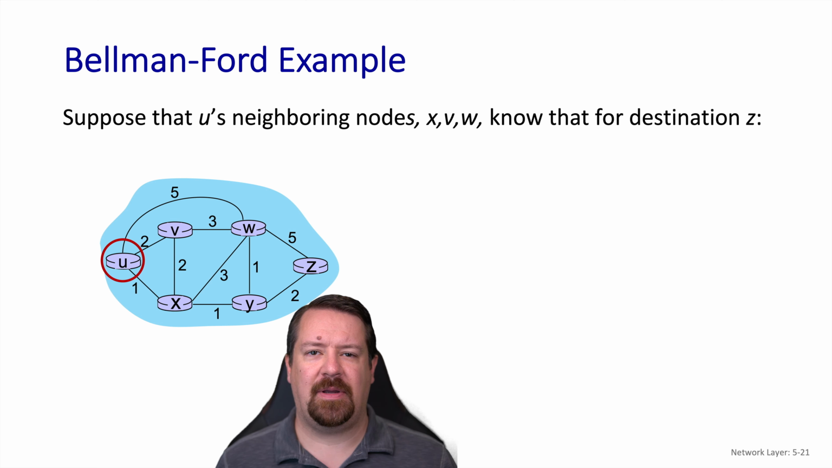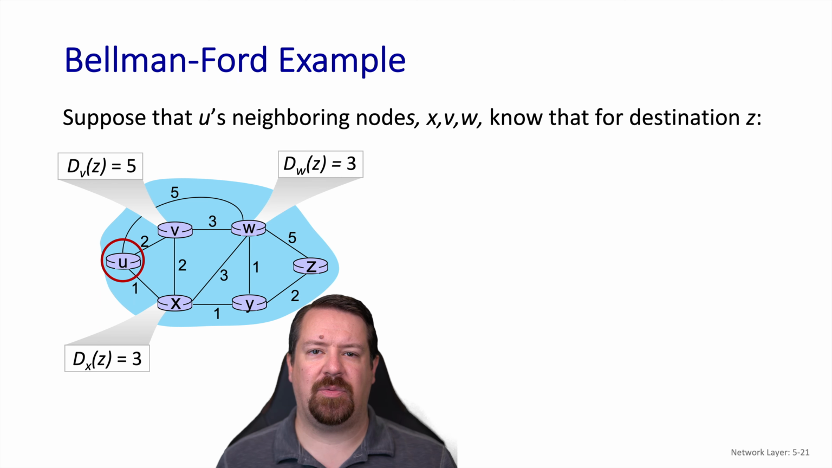So we'll go back to the same example that we used for looking at link state, with our source u and destination z. Each of u's neighbors know their cost to get to the destination at this point because the distance vector algorithm has been running for some time already. So the cost from v to z is 5, using the path xyz, and the cost from x to z is 3, and the cost from w to z is 3.